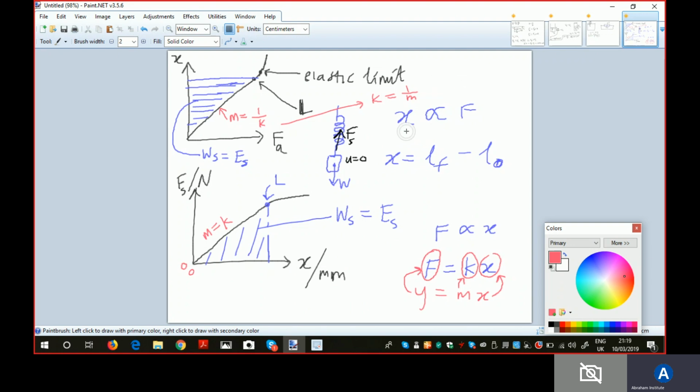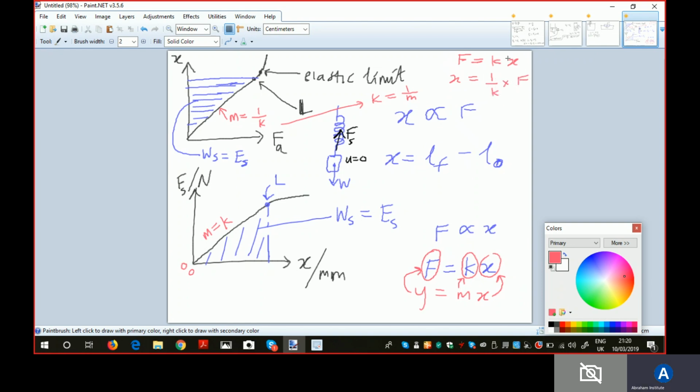If you want, I can also show you that. So here we have again the same equation, F is equal to kx. I'll write it here. F is equal to kx. But we'll have to rearrange this because x is on the y-axis. So x is equal to 1 over k times F.